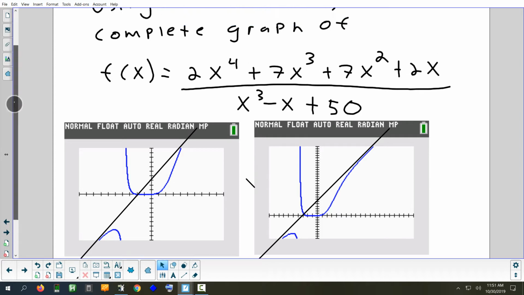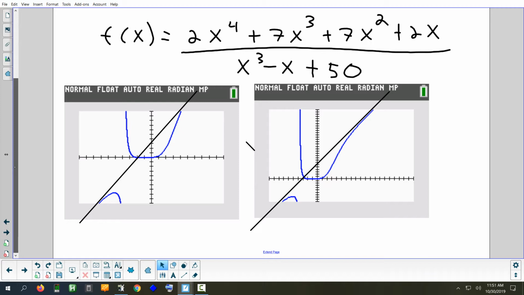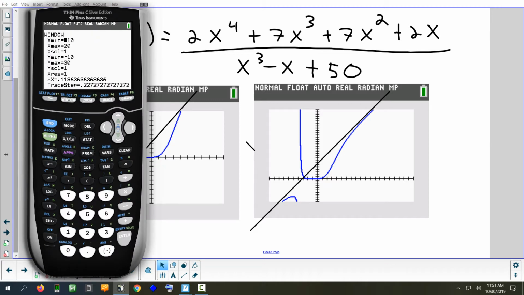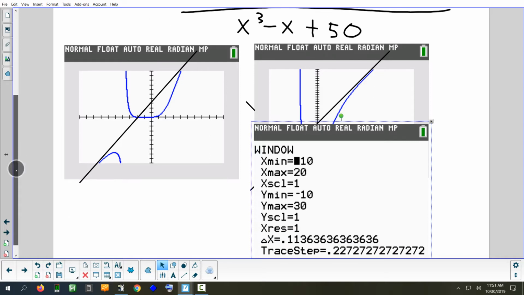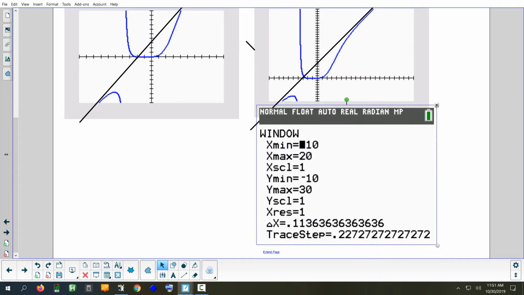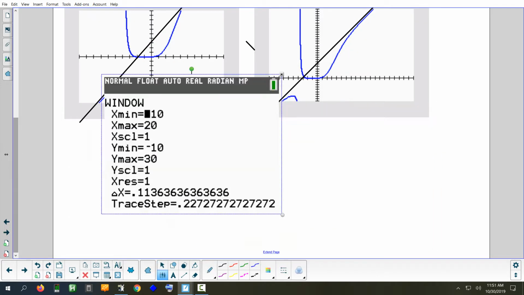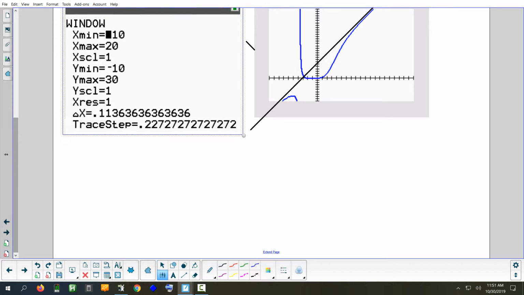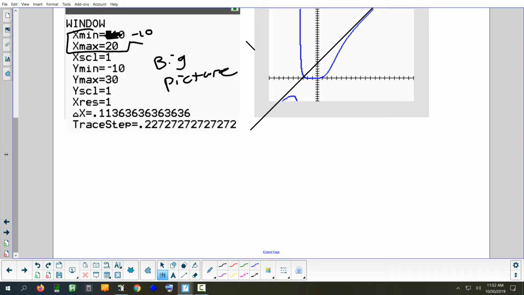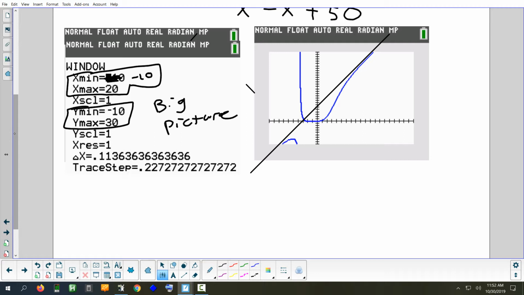Okay, so I would say, as far as finding a complete graph, that's a good window that shows you the big picture. I'm going to put this over here. I think that was -10. So this is good for the big picture. X min and max, Y min and max. Is there anything in that graph that looks maybe suspicious, like we might want to check out a little more? The bottom.